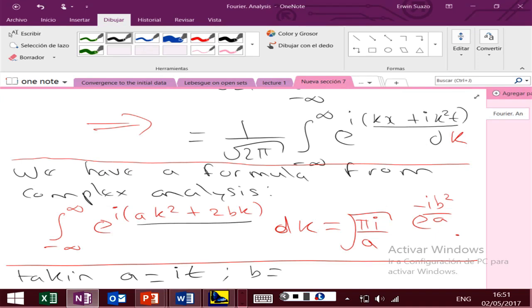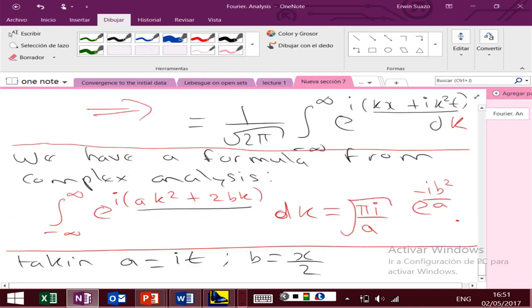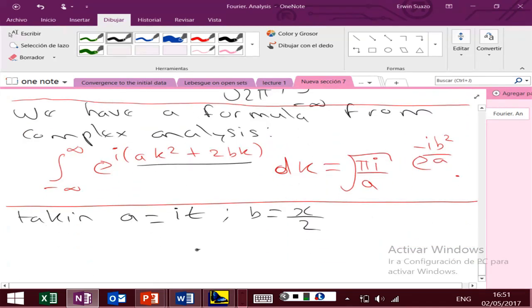Say again? No, x over 2. There you go. So x over 2. Now we just apply this formula here, and we get a nice formula. So we have 1 over square root of 2 pi, and then I get a square root of pi. This is beautiful. The i cancels.